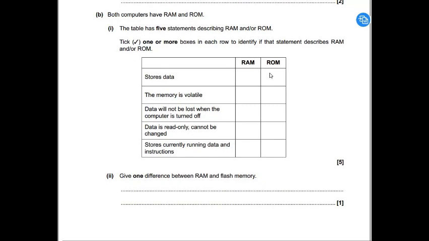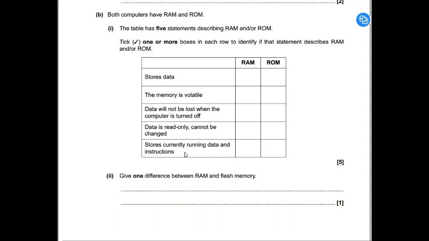Stores data. So the RAM and ROM will both store data. RAM is where the memory is volatile. Data will not be lost when the computer is turned off. That's read-only memory. Data is read-only memory. Clues in the name. So in a question like this, find some little clues. So that's your little clue. Read-only memory. Done.